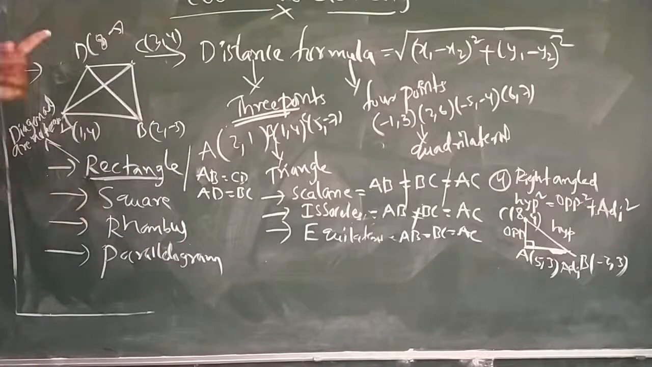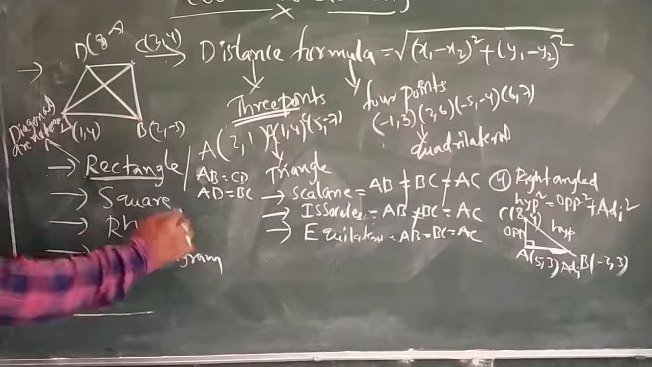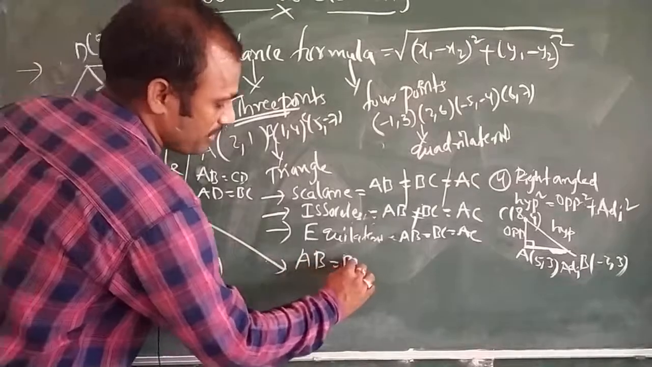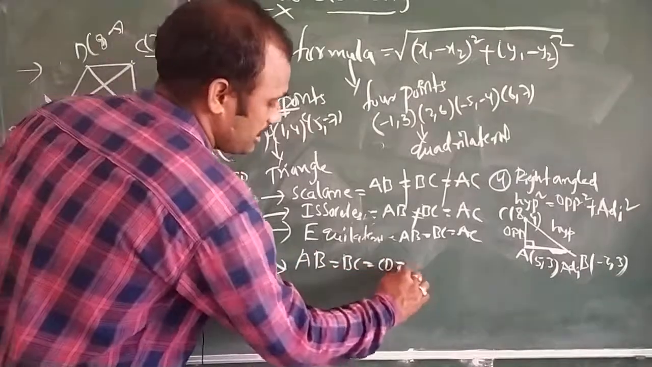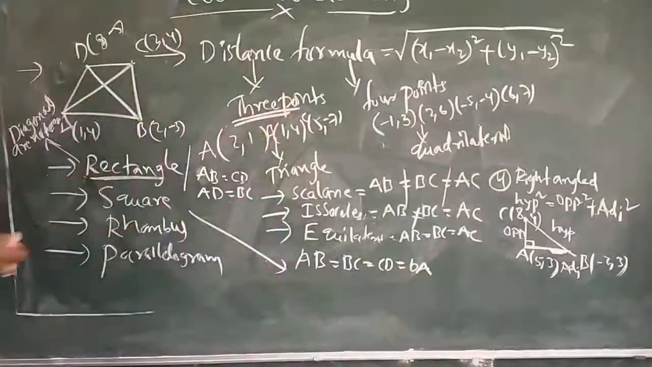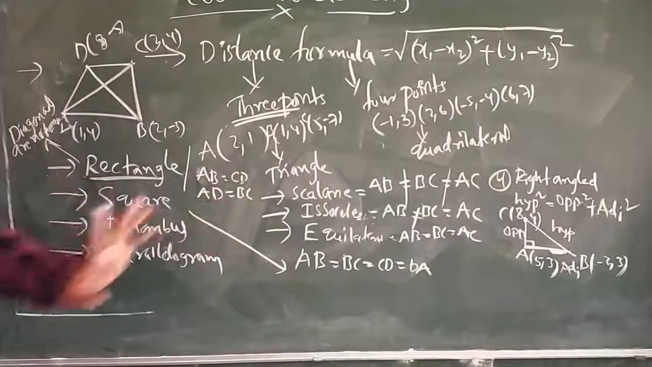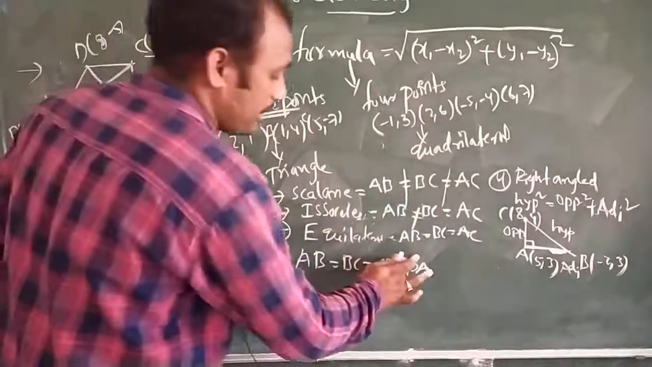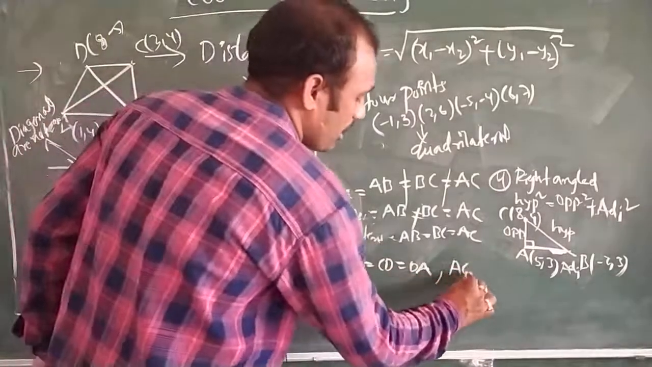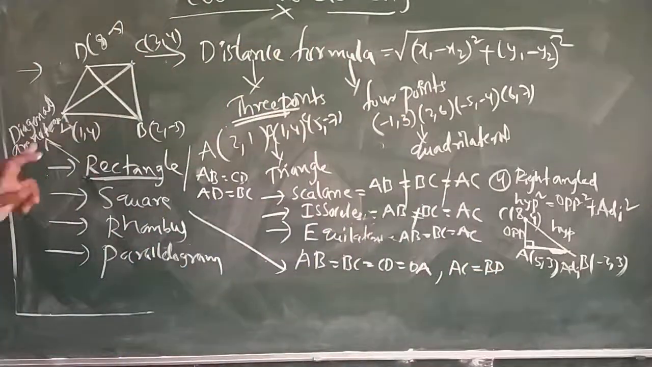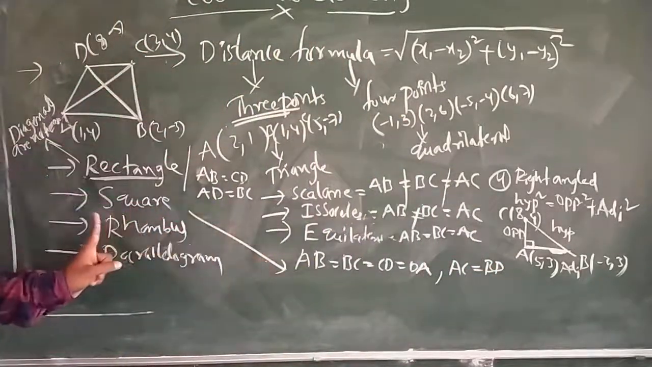Square means all sides must be equal. What are the sides that must be equal here? AB is equal to BC is equal to CD is equal to DA. That means the AB distance, BC distance, CD distance and DA distance must all be equal, and the diagonals also equal. Then I can say that the given points form a square.